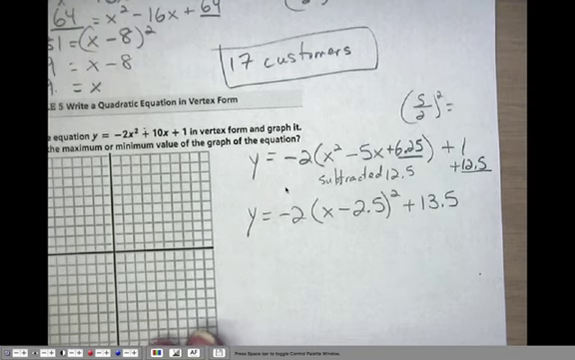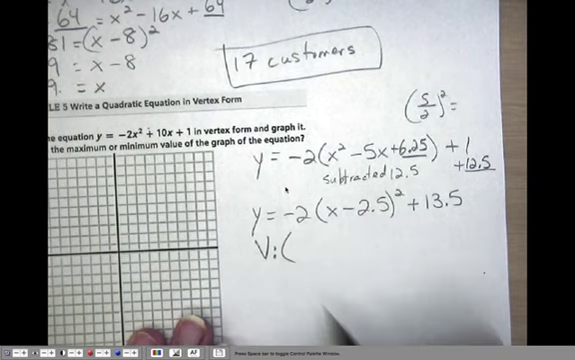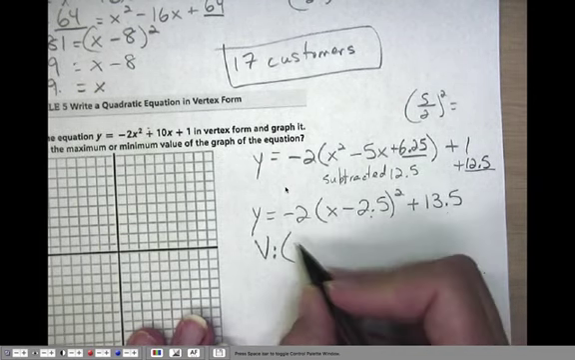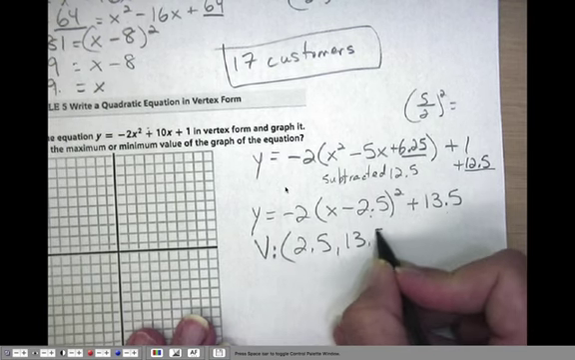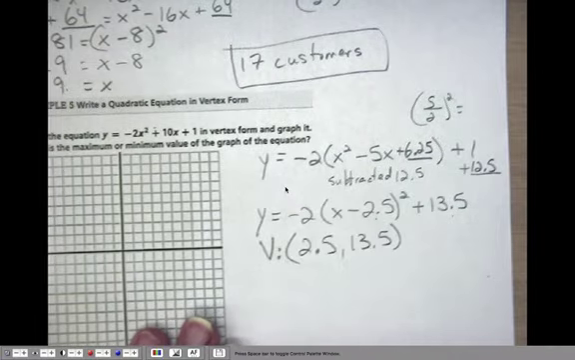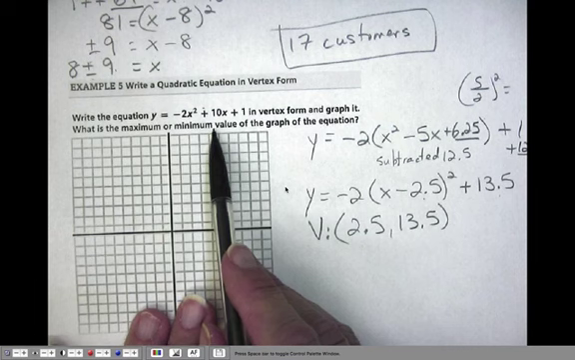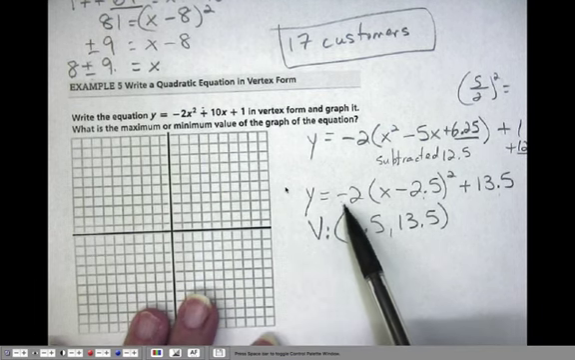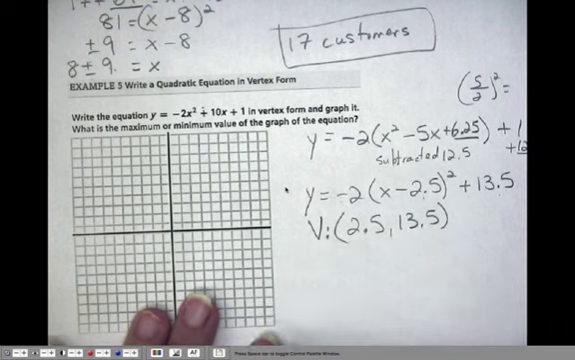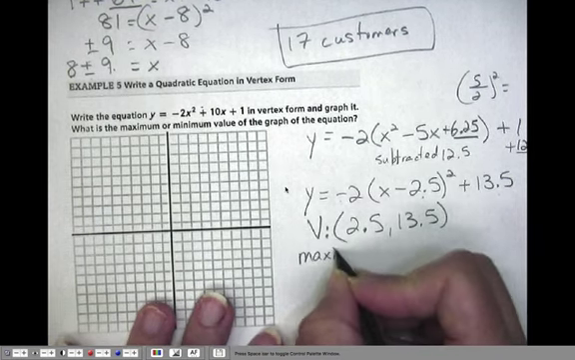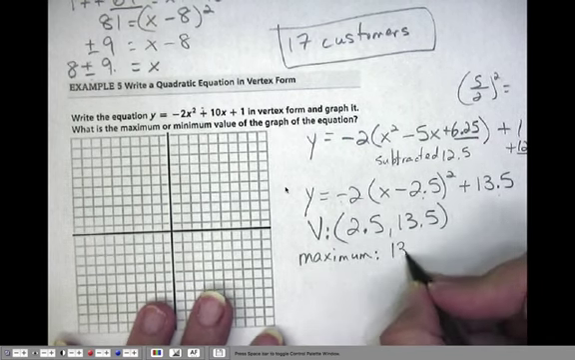Well, now that it's in vertex form, my vertex is staring at me. My vertex, remember, is h, comma, k. So my vertex is 2.5, comma, 13.5. And so the problem is asking me for the maximum or minimum value. Since my a value here is negative, I know that this is going to be opening down. So this graph has a maximum value, and that's the 13.5.